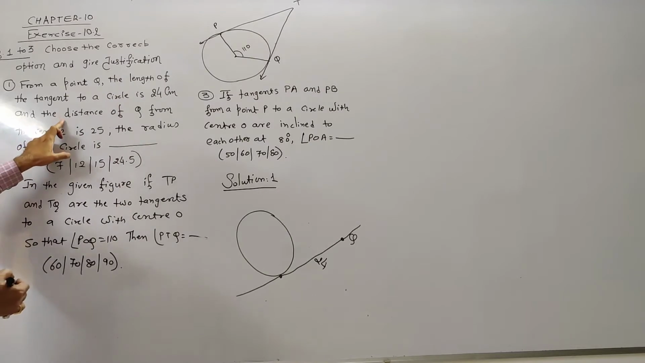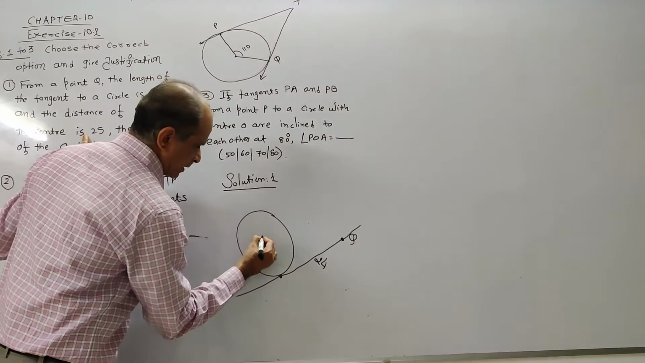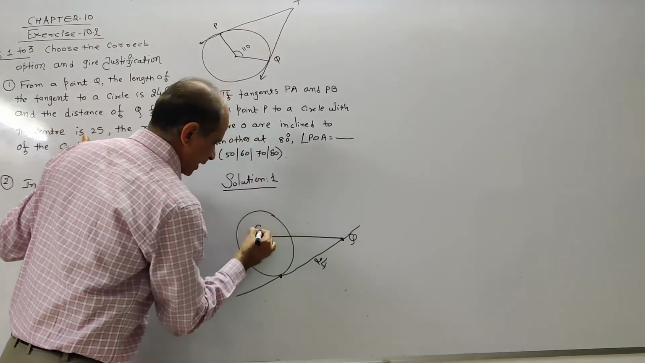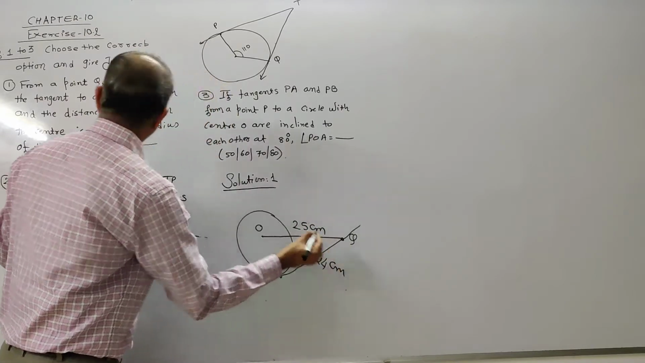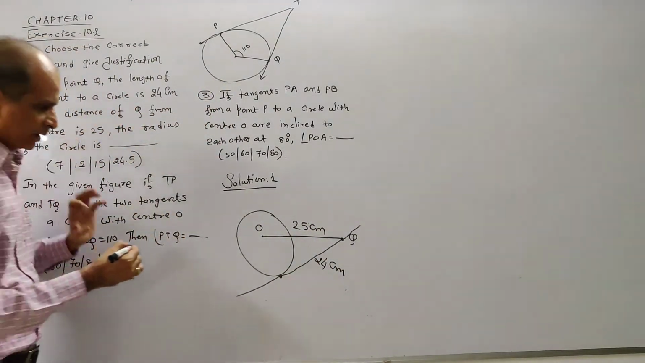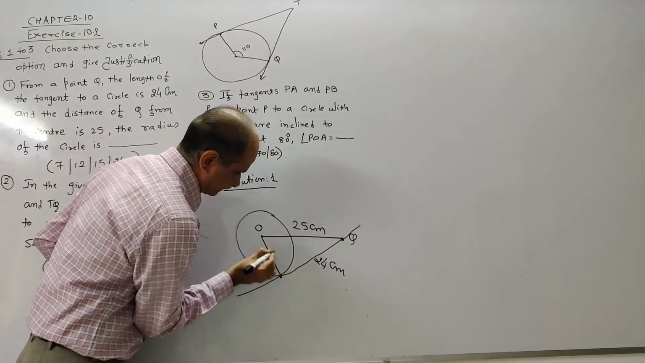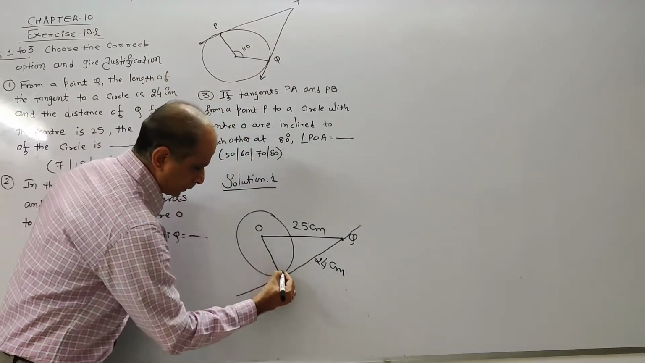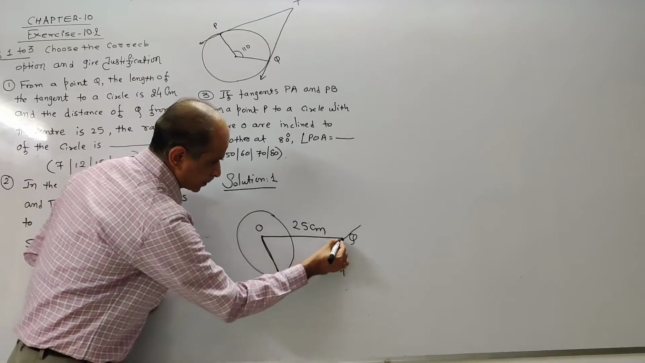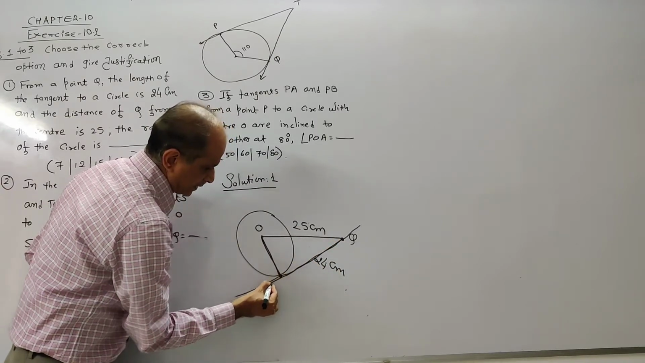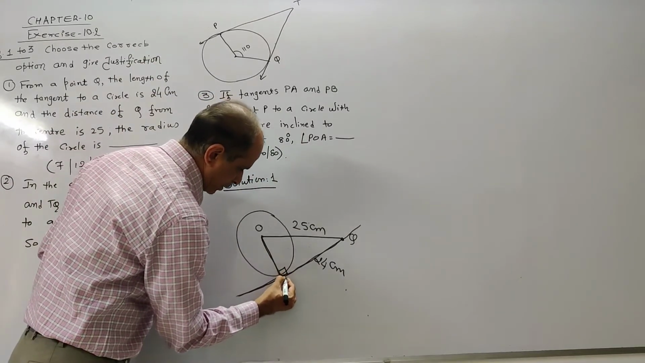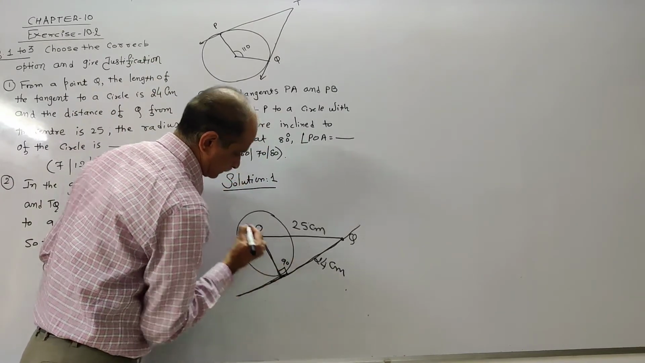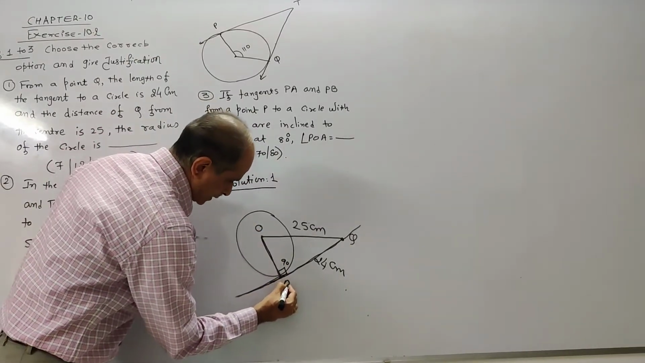And the distance of Q from the center, O is the center, OQ is 25 centimeter. Then the radius of the circle is blank. You have to find out the radius. As you know, the radius is perpendicular to the tangent. That is concept number 9, that is radius is perpendicular to the tangent. So this is 90 degree. Let me give one name, that is P.